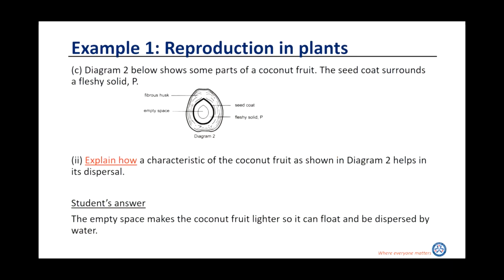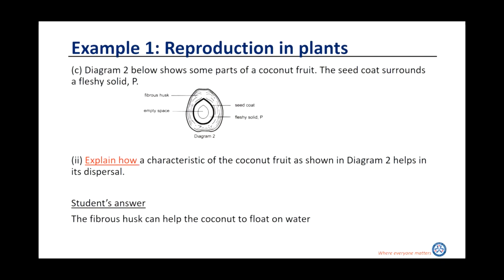Part 2. Explain how a characteristic of the coconut fruit, as shown in diagram 2, helps in its dispersal. The student's answer is, the empty space makes the coconut fruit lighter so it can float and be dispersed by water. This is a wrong concept, so a cross is given for the entire answer.